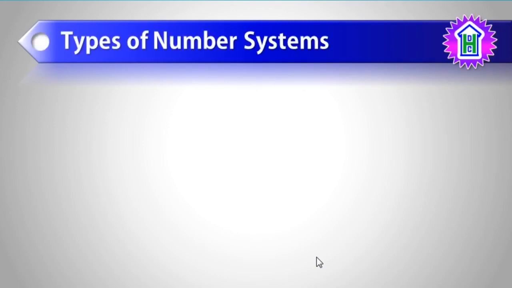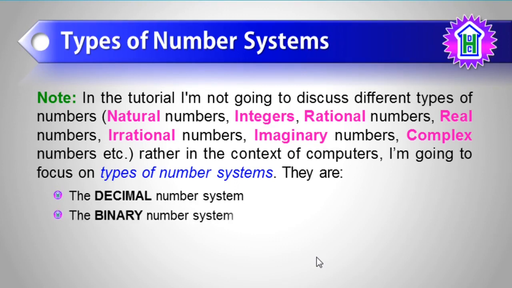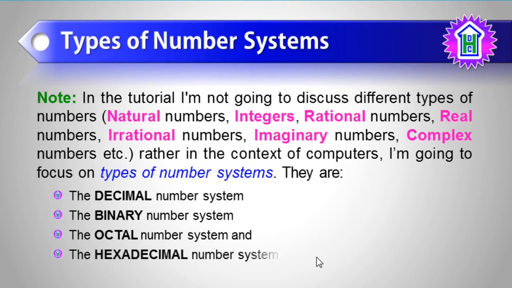Types of number systems. Before we go into different types of number systems, let me clarify that in this tutorial I am not going to discuss different types of numbers, such as natural numbers, integers, rational numbers, or real numbers. Rather, in the context of computer science, I am going to focus on the types of number systems, and they are the decimal number system, the binary number system, the octal number system, and the hexadecimal number system.